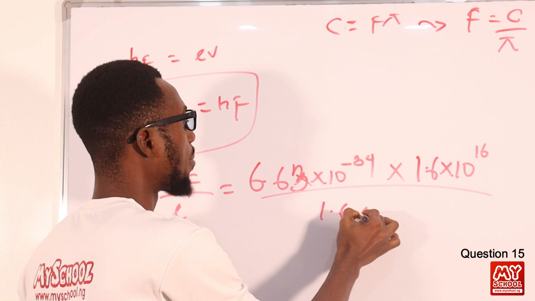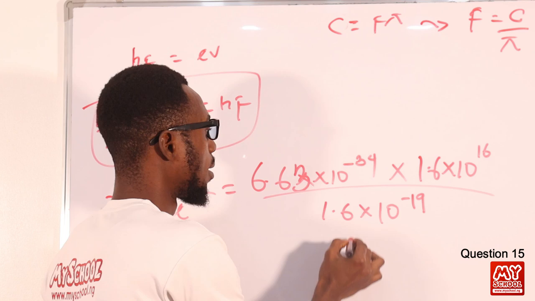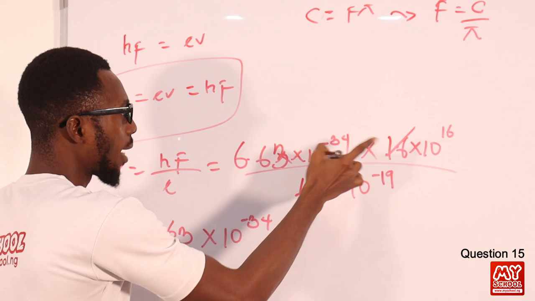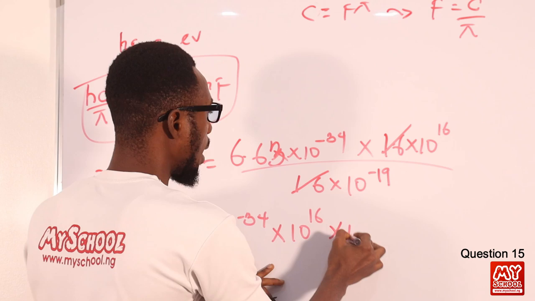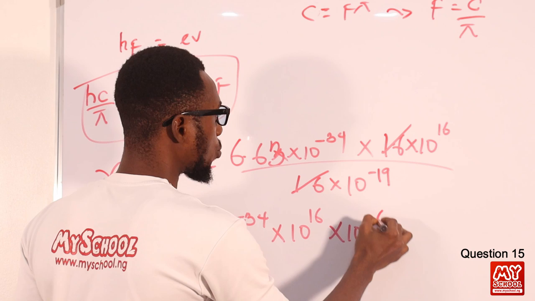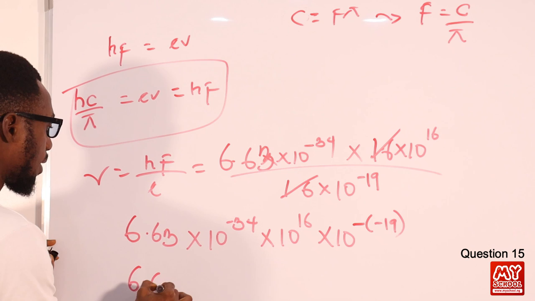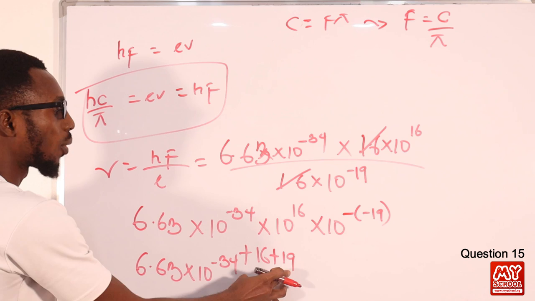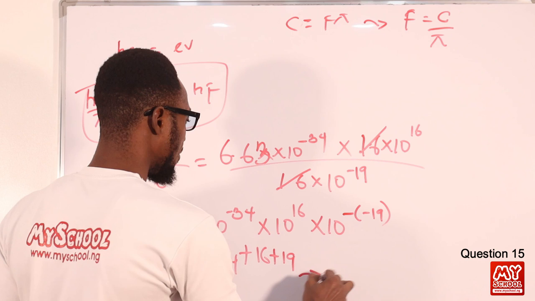So basically, if you look at this, the 1.6 is gone. So I have 6.63 times 10 raised to the power minus 34, times 10 raised to the power 16, then times 10 raised to the power, with the minus coming from here, so this will be minus into bracket minus 19, isn't it? If we pull all this together, we have 6.63 times 10 raised to the power minus 34, times changes to plus 16. Minus times minus is plus 19. So 16 plus 19 is 35, and 35 minus 34 is 1. So I have 6.63 times 10 raised to the power 1.